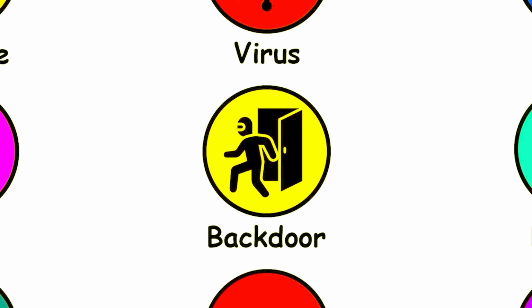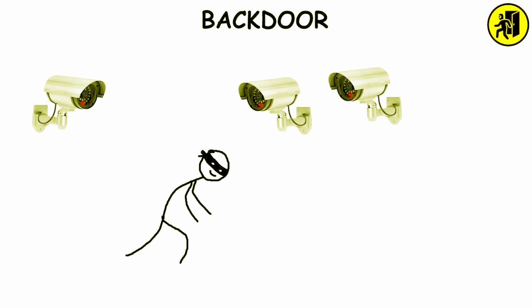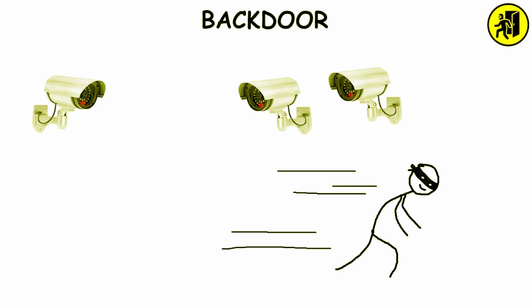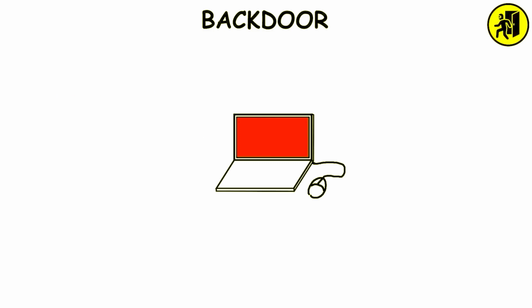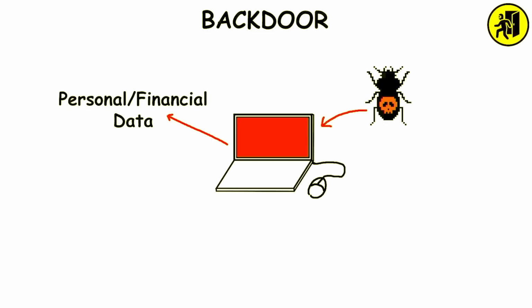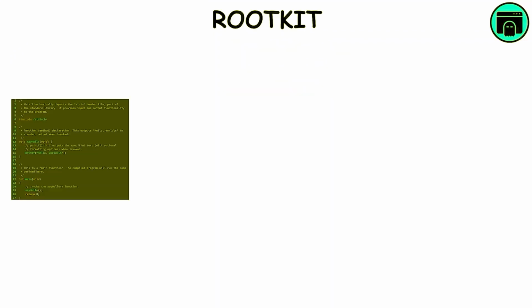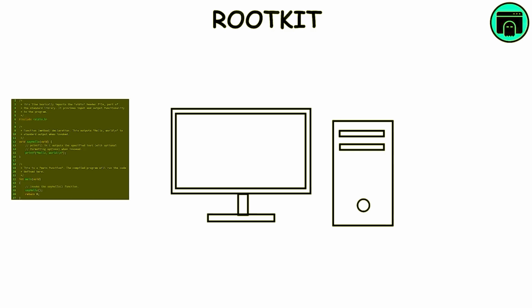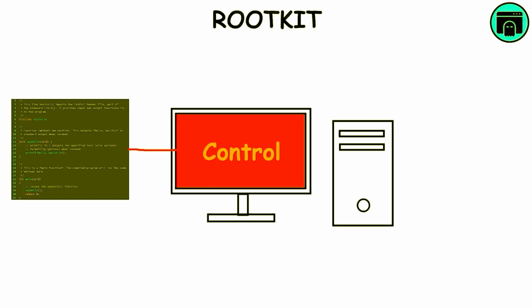Backdoor: a backdoor refers to any method by which authorized and unauthorized users are able to get around normal security measures. Once they're in, cybercriminals can use a backdoor to steal personal and financial data, install additional malware, and hijack devices. Rootkit: a rootkit is a program or a collection of malicious software tools that give a threat actor remote access to and control over a computer.